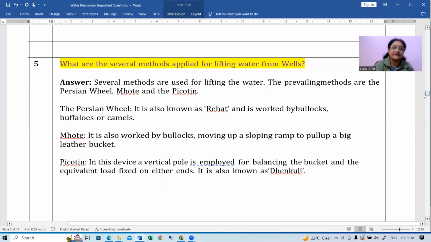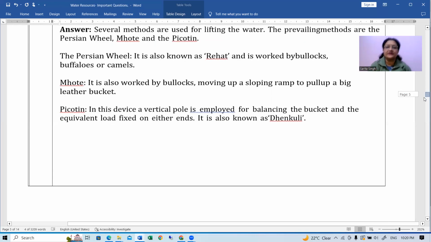Then mote is also worked by bullocks moving up a sloping ramp to pull up a big leather bucket. Number three is picotin. In this device, a vertical pole is employed for balancing the bucket on one side and an equivalent load fixed on the other end. It is also known as denkuli in the local language. So these are the different methods for lifting water from the wells.